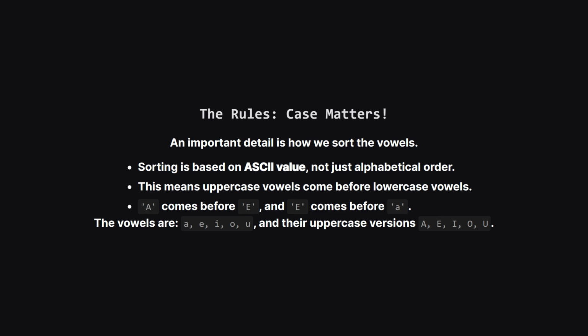And a key thing to remember is that case matters. The sorting is done by ASCII value. In the ASCII table, all uppercase letters come before all lowercase letters. So, a capital E will always come before a lowercase a in our sorted list.